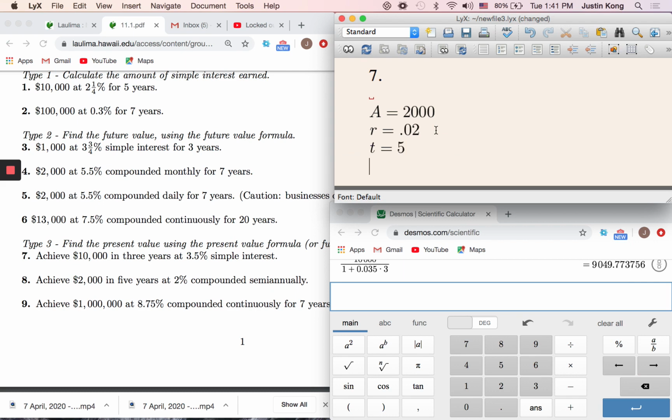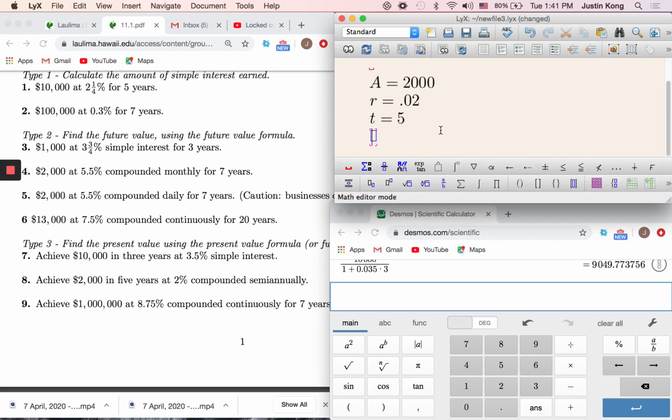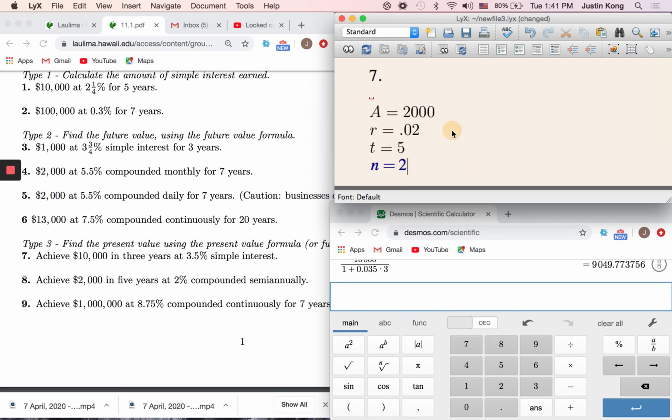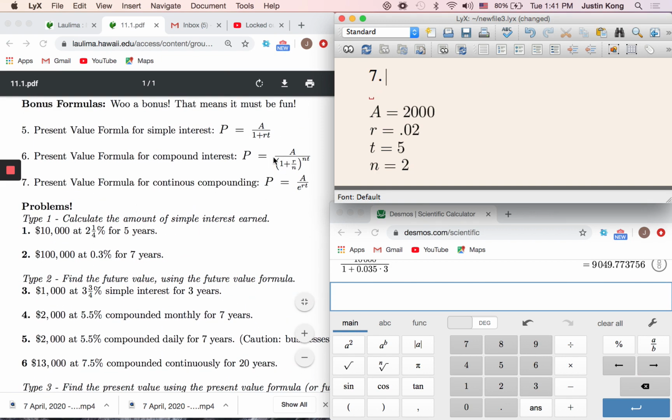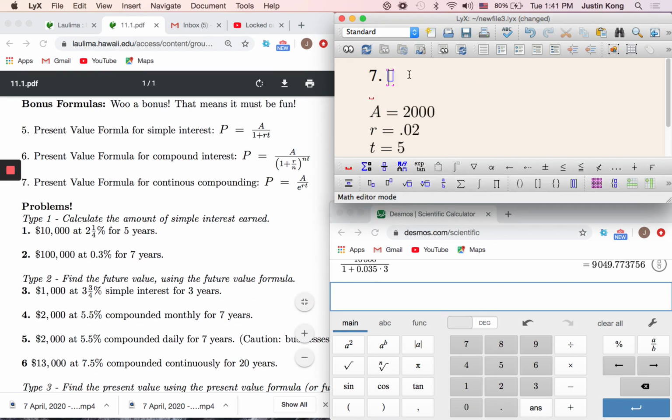There's one additional variable here, the number of compounds per year. Semi-annually means it's compounded twice a year, right? Semi meaning half, so every half year. So N is equal to 2. And then we're using the present value formula for compound interest, right here: P is equal to A over parentheses 1 plus R over N to the NT. Then we just fill in our particular values.